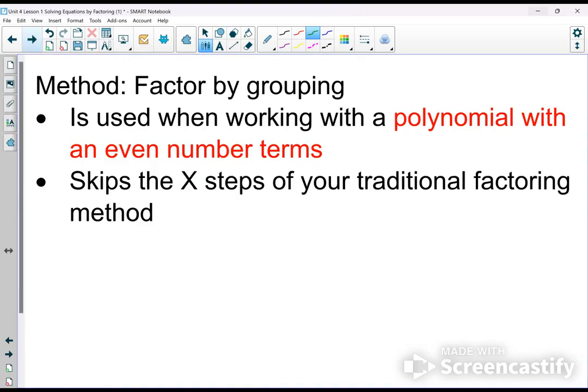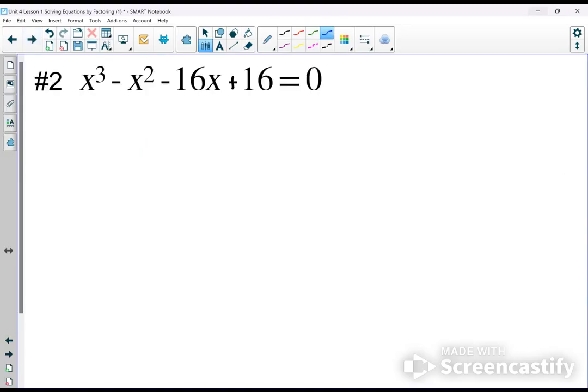It skips the step where you have to figure out what you multiply to and what you add to, the x method of that factoring method, and goes straight to grouping in pairs. So the first thing you want to check is that there's an even number of terms before you start grouping in pairs. This one has 4 terms, so that's a good sign.